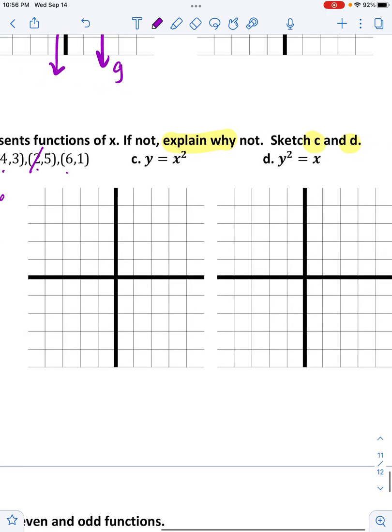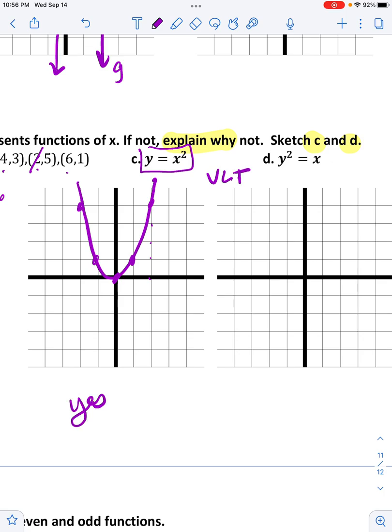C and D, it says to sketch them. Well, this is the parent graph for a parabola, so I have a pretty good idea of what that looks like by this time in my math history. And then I'm going to be using the vertical line test. So that is a yes, that function passes the vertical line test.